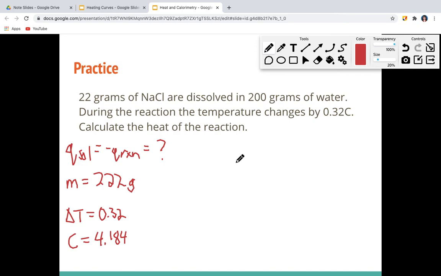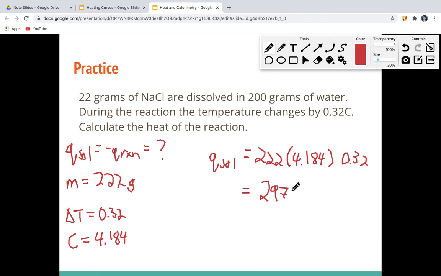So then we're just going to plug this in. Our Q solution is what we're going to end up finding first. So that's going to be the 222 times 4.184 times 0.32, and that gives us 297 joules.